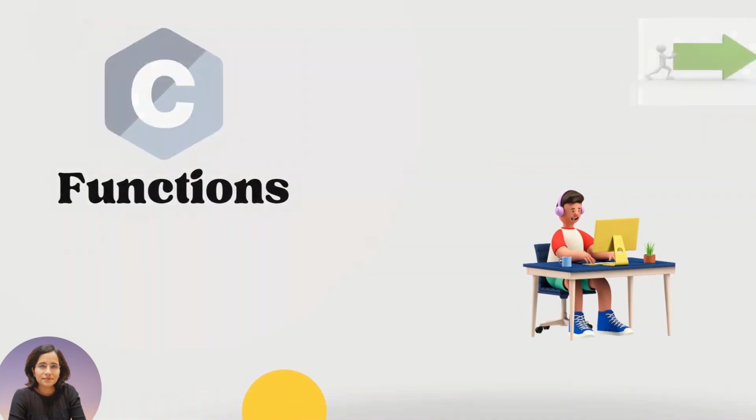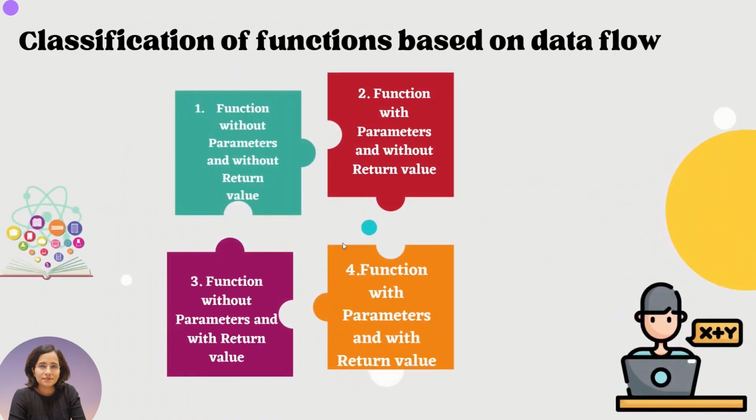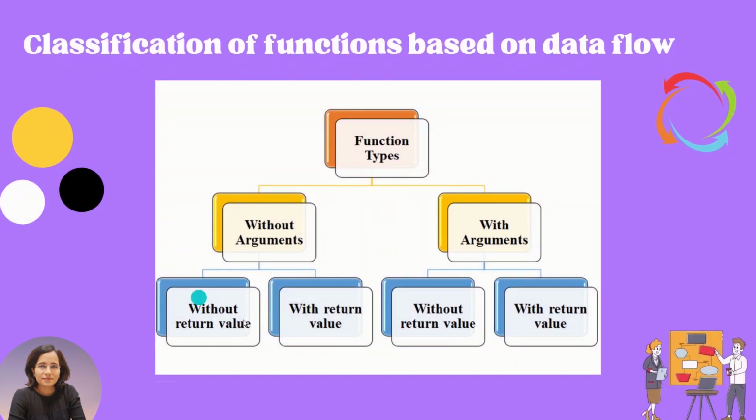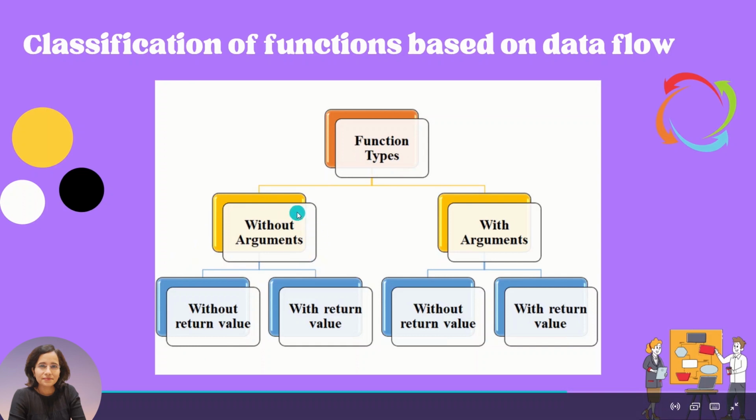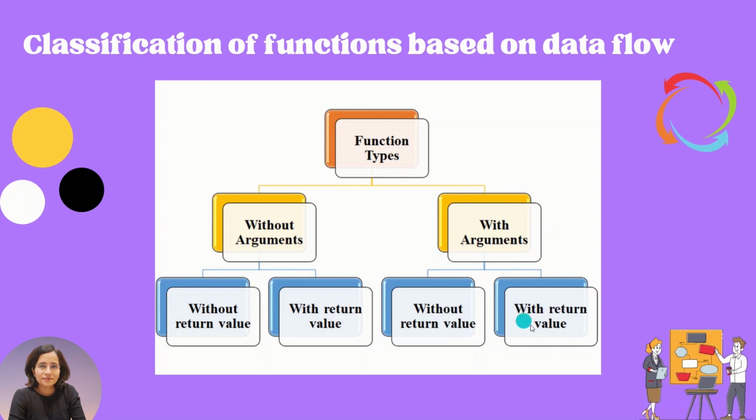In the previous video, we discussed the different types of functions. I have simplified it. So function types are classified into two categories, that is without arguments and with arguments. And in without arguments, we will have the return value and without return value. Similarly, with arguments, we will have the return value and without return value.